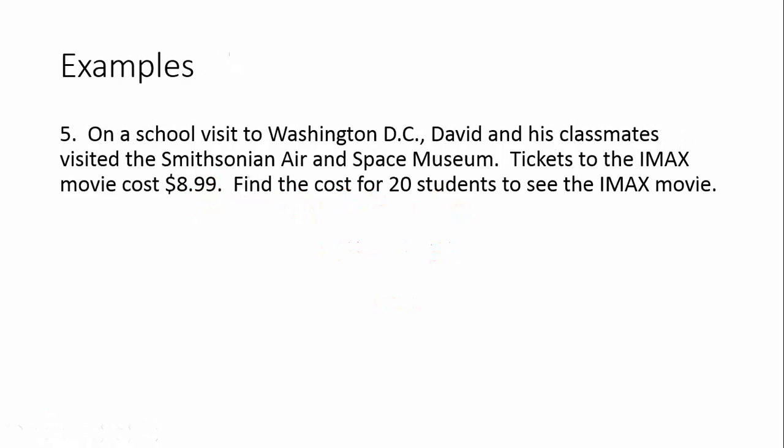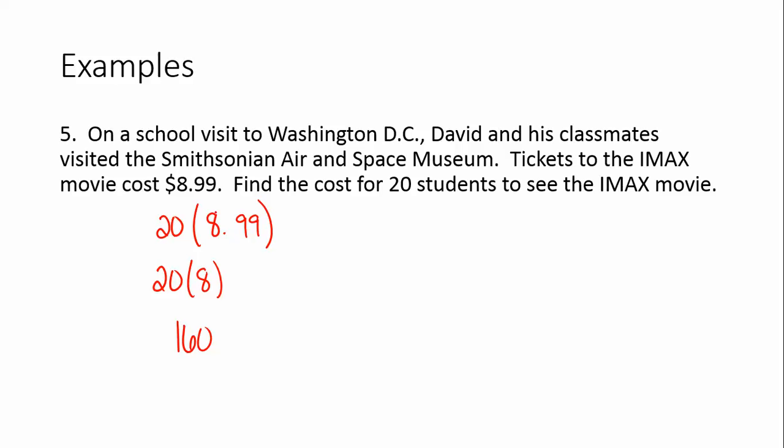So let's look at an example. Let's say on a school visit to Washington, D.C., David and his classmates visit the Smithsonian Air and Space Museum. Tickets to the IMAX movie cost $8.99. So find the cost for 20 students to see the IMAX movie. So that means we want to take 20 times $8.99. Well, we can do 20 times 8, and we get that to be $160.